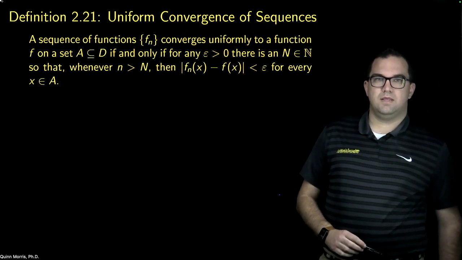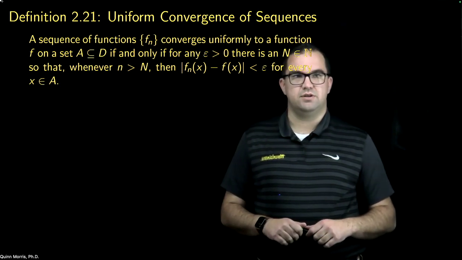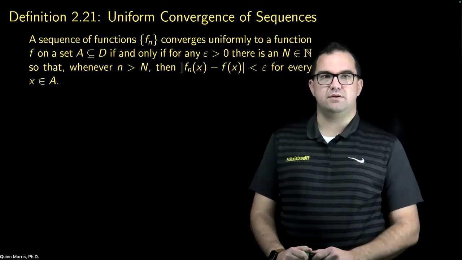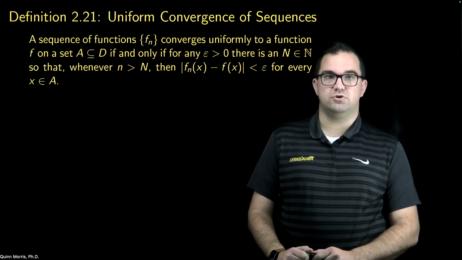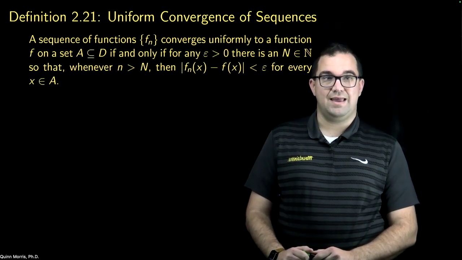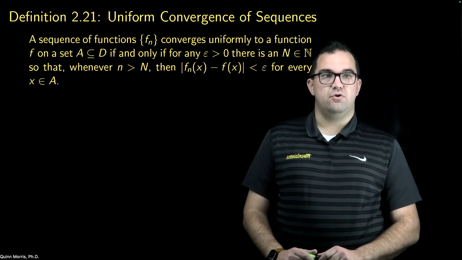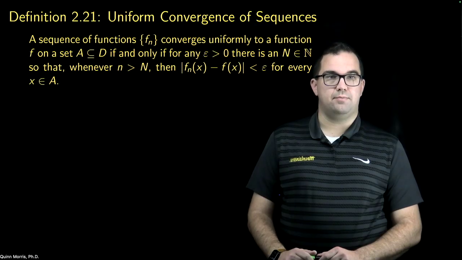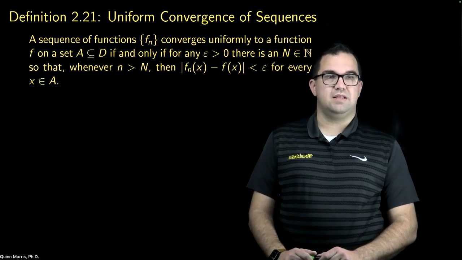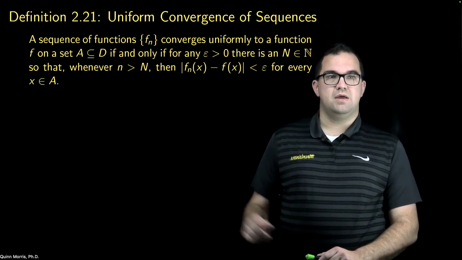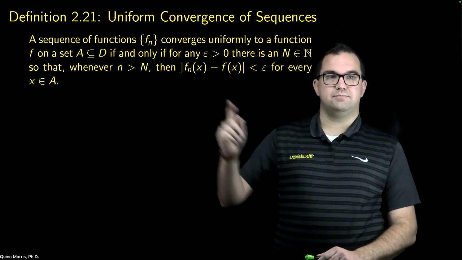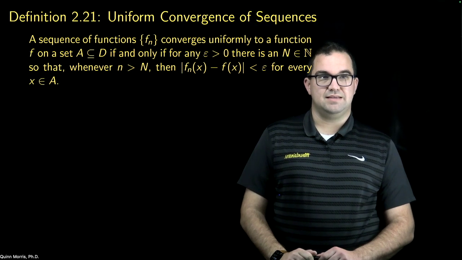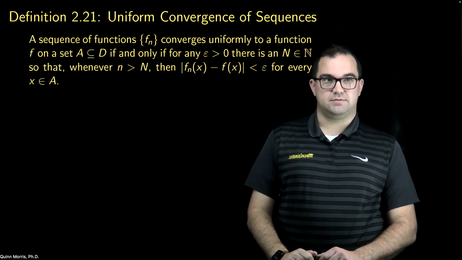So to begin, let's remind ourselves of the definition of uniform convergence. A sequence of functions f sub n converges uniformly to a function f on a set A if and only if, for any epsilon greater than 0, there's a natural number capital N, so that whenever little n is greater than capital N, then the absolute value of f sub n of x minus f of x is less than epsilon for every x.